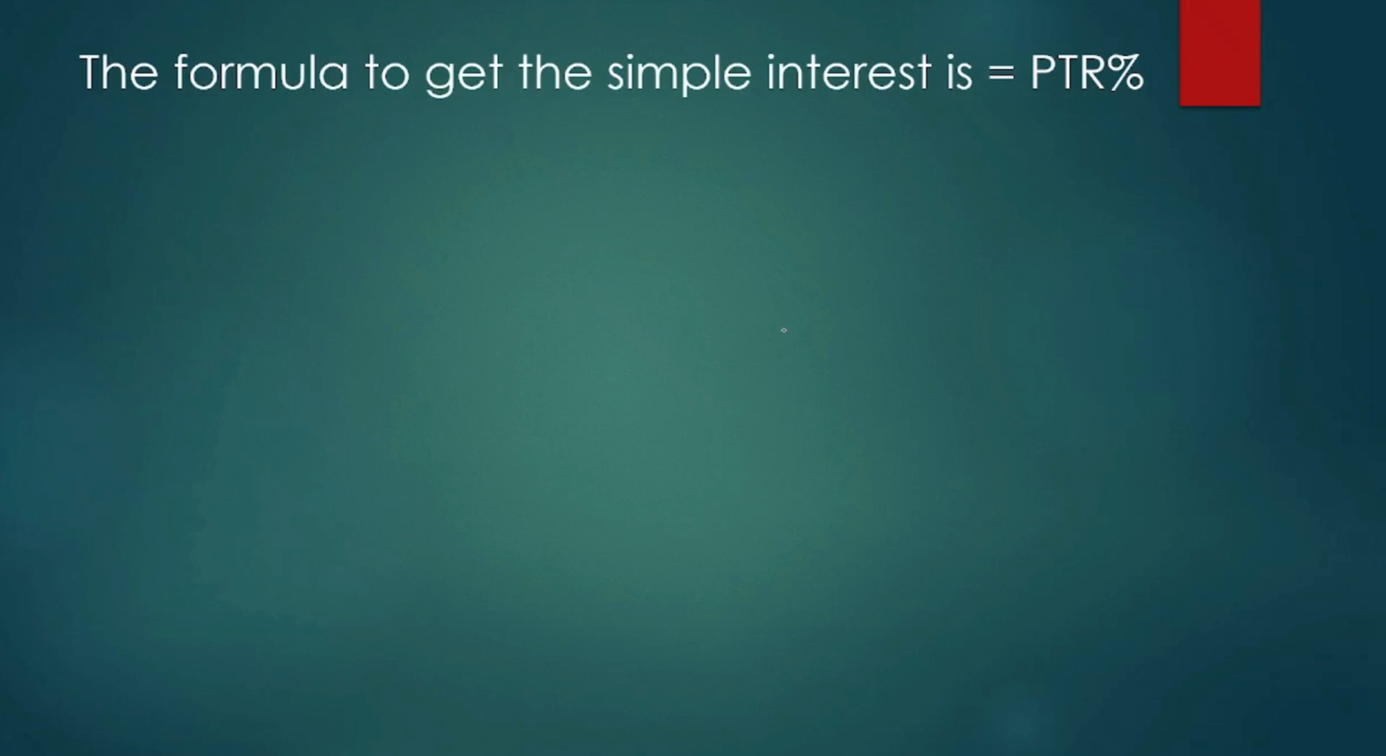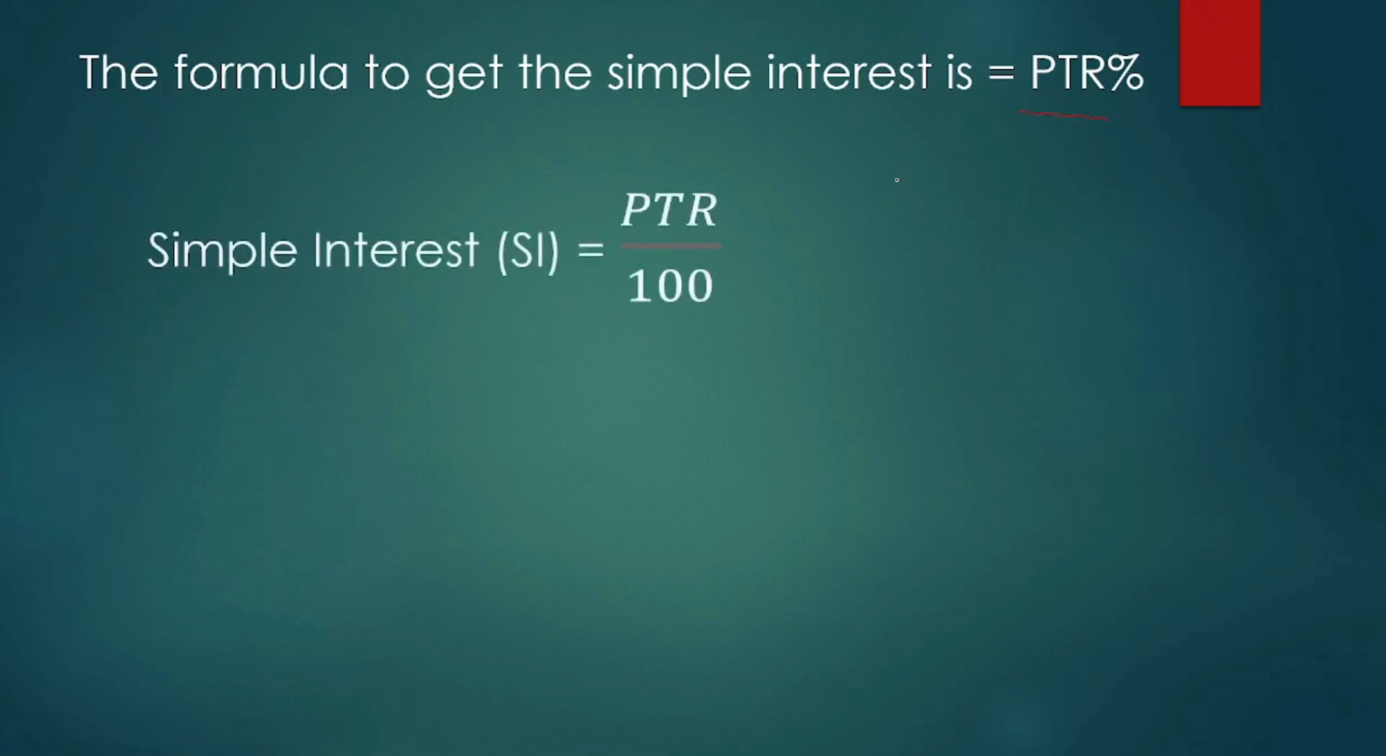In this way, we can calculate simple interest. With this, the formula for simple interest is PTR percent, or the formula is PTR by 100. So with the help of the example, we can understand that simple interest can be calculated by using P into T into R by 100, because R is expressed as a percent, so in the denominator the 100 comes.